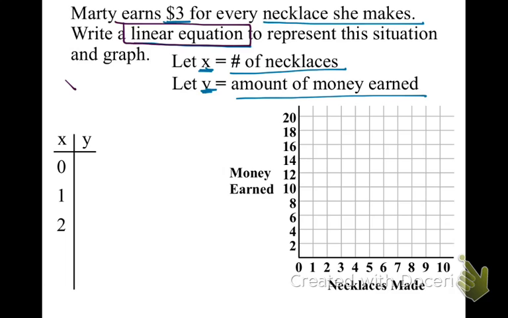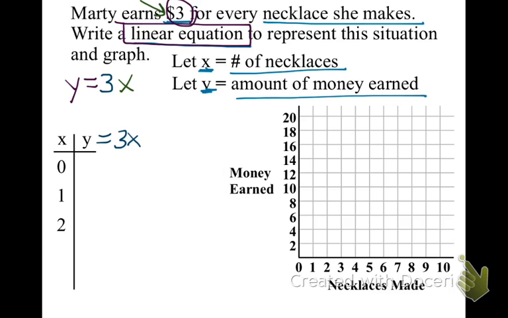So Y is my end goal. For every necklace I make $3. So necklace represents X. Well, depending on how many necklaces I make is how much money I make. Well, how much money do I make per necklace? I make 3. So my equation should be y is equal to 3x. Y is how much money I'm going to make, and x is the necklaces.